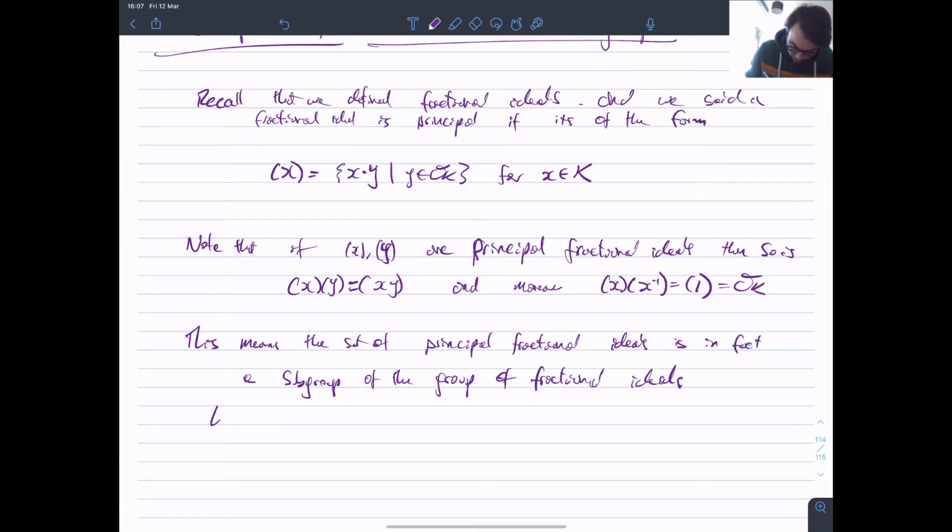So for K a number field, we let PK denote the group of principal fractional ideals. That's what P stands for.